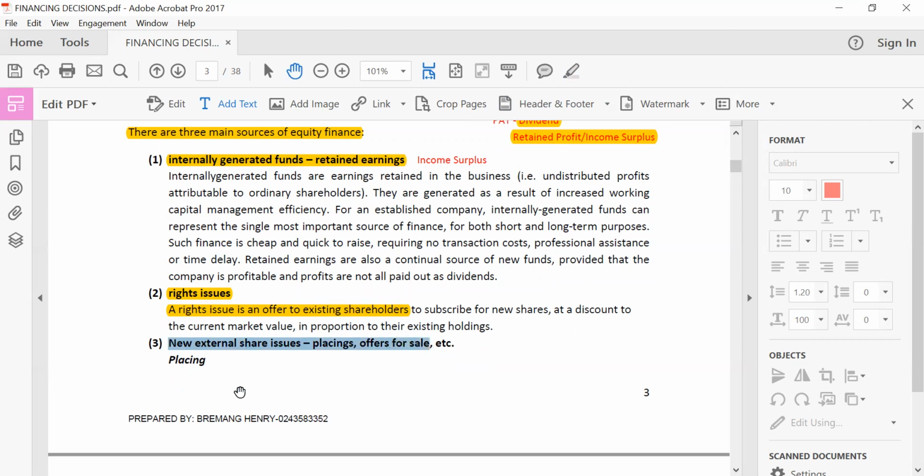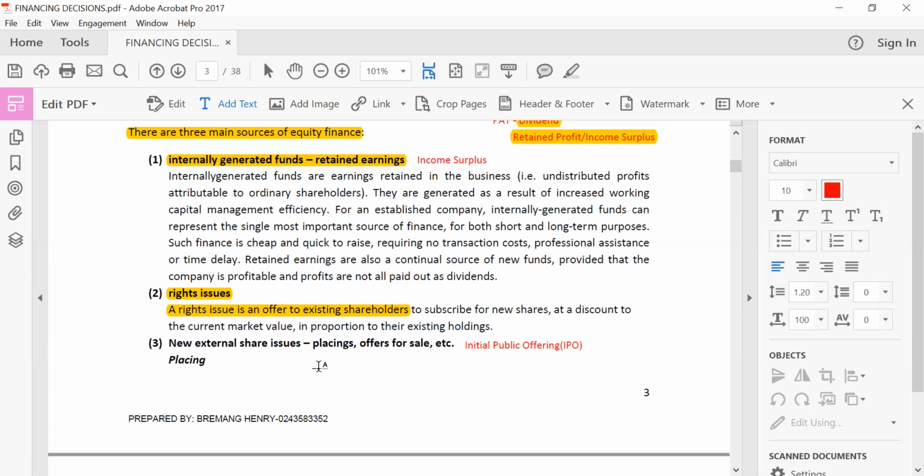You can look at this bit. Or IPO. Let me indicate that. Initial public offering, IPO. You can get new funds through an initial public offering. That is what IPO means.